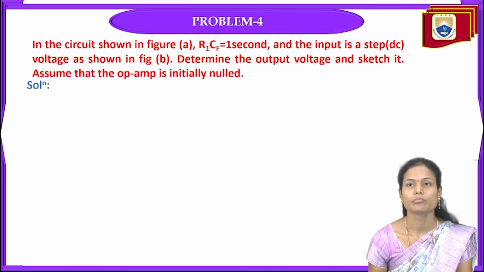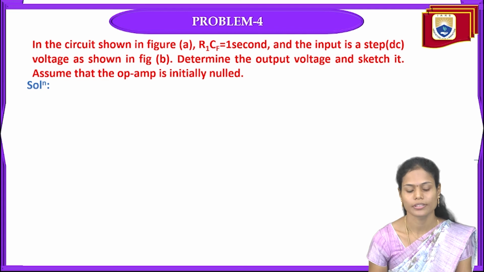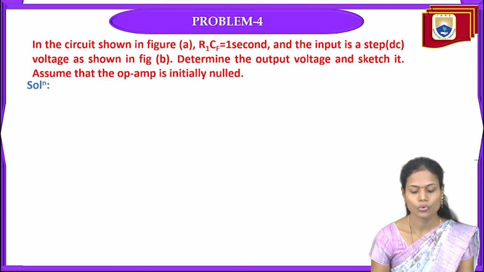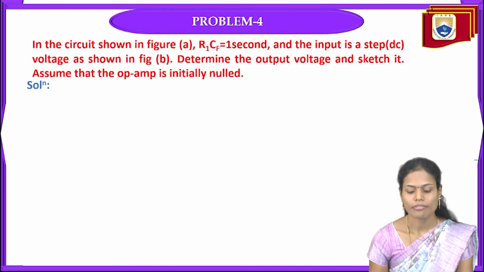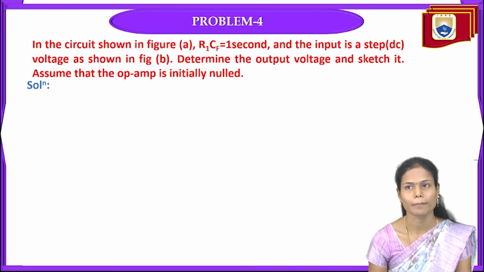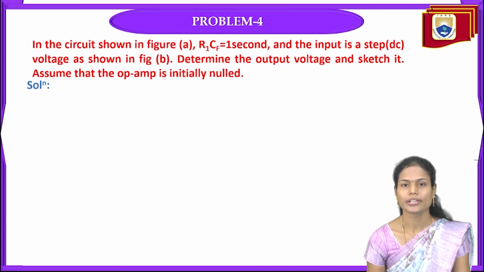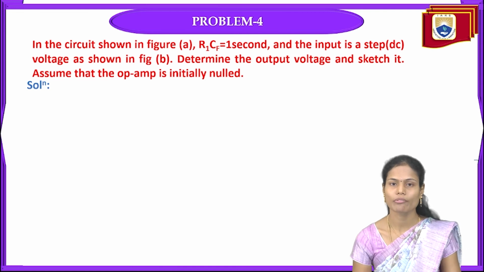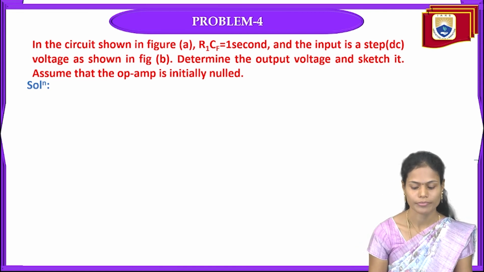So next, we'll move on to the next problem. In the circuit shown in figure A, R1 CF equals 1 second, and the input is a step DC voltage as shown in figure B. Determine the output voltage and sketch it. Assume that the op amp is initially nulled, that is, initially we are not providing any voltage here.